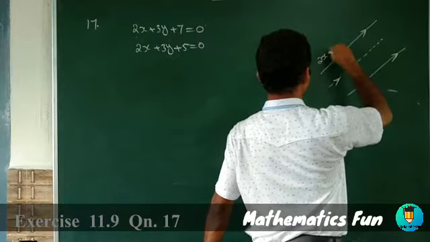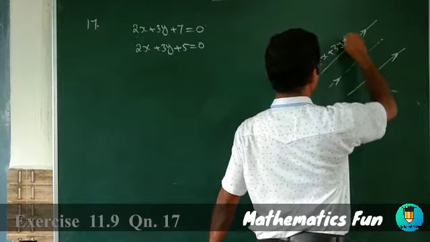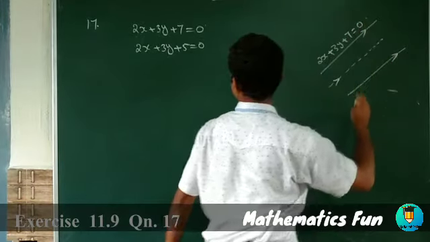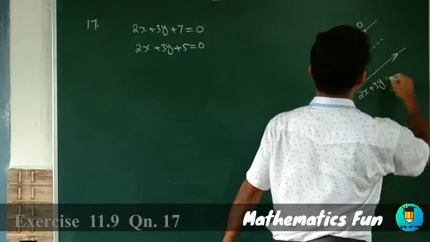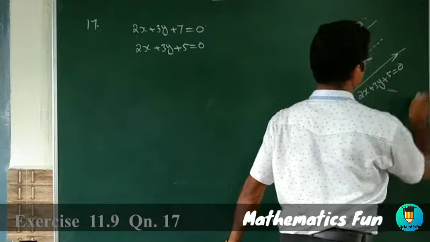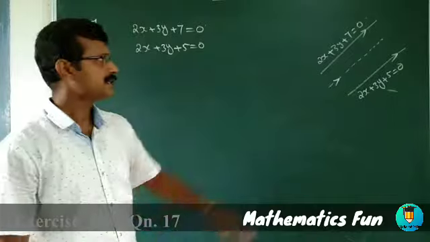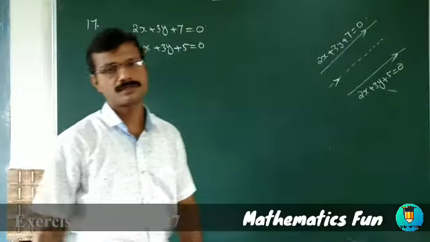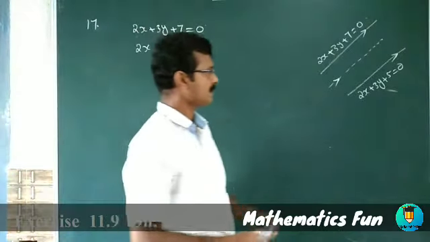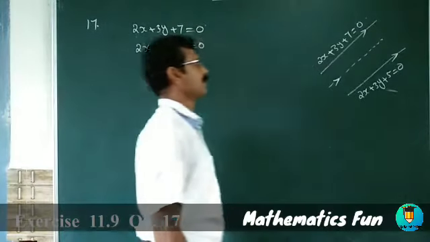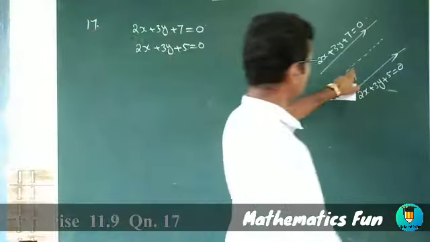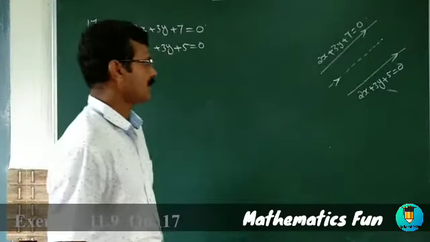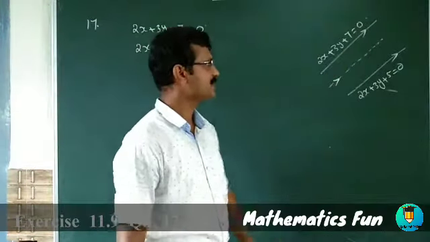This line is 2x plus 3y plus 7 is equal to 0. And this is 2x plus 3y plus 5 is equal to 0. We need the equation of the line midway between these two. So this question we can solve by two ways. I'm doing it by the normal procedure.